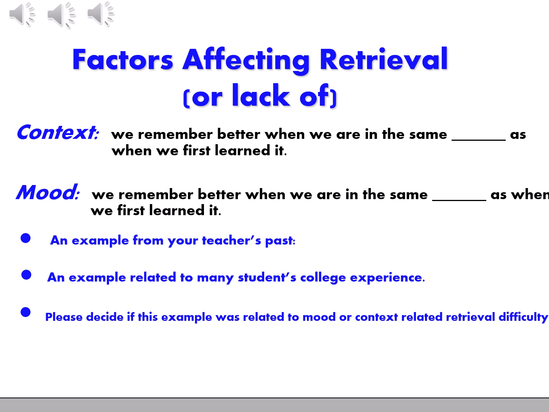Let's say that a student is studying their notes for a particular subject. Maybe they're somewhat interested, or a tiny bit interested, or maybe somewhat disinterested, maybe even bored. Then they go to take their test, and let's say that they experience sheer terror. Well, they didn't study in sheer terror, so they probably are not going to recall the information very well at all. Would this be an example of context or mood difficulties?